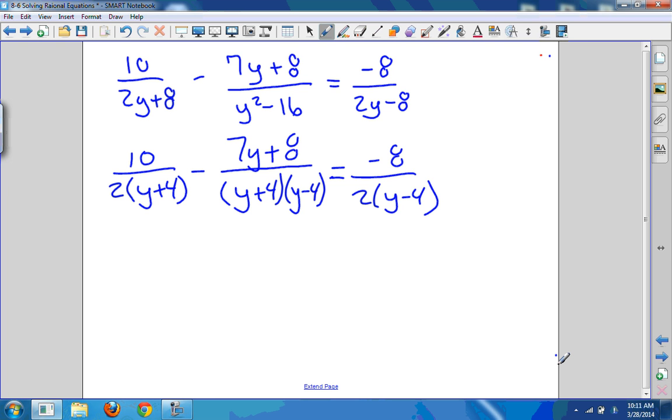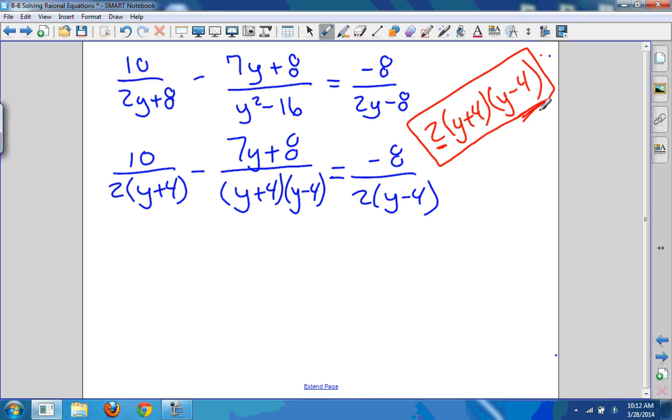Alright, so now I think we can find our greatest common denominator a little bit easier. The first one here, we have a 2 and a y plus 4. I'm going to write it out to the side here. The second denominator, we have a y plus 4, which I already have, and we have a y minus 4. So I'm going to put that y minus 4 in there also. Then the last one is 2 and y minus 4, which I already have here. So it looks like this is going to be my greatest or least common denominator. So let's create that now.